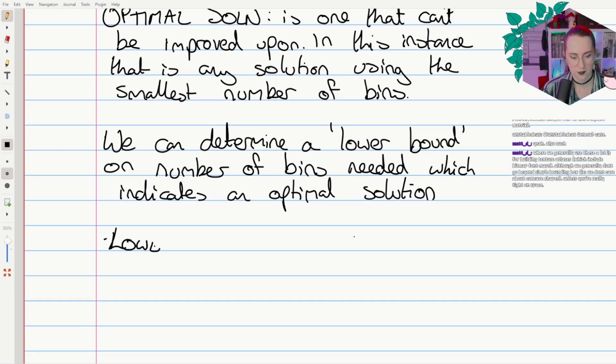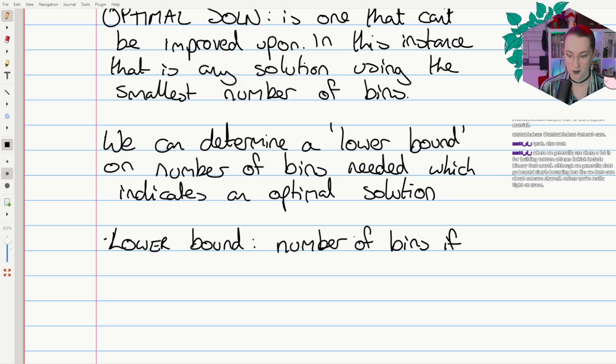Lower bound is the number of bins if... What's the easiest way to say this? It's like the number of bins required for the total amount of stuff divided evenly, plus 1.